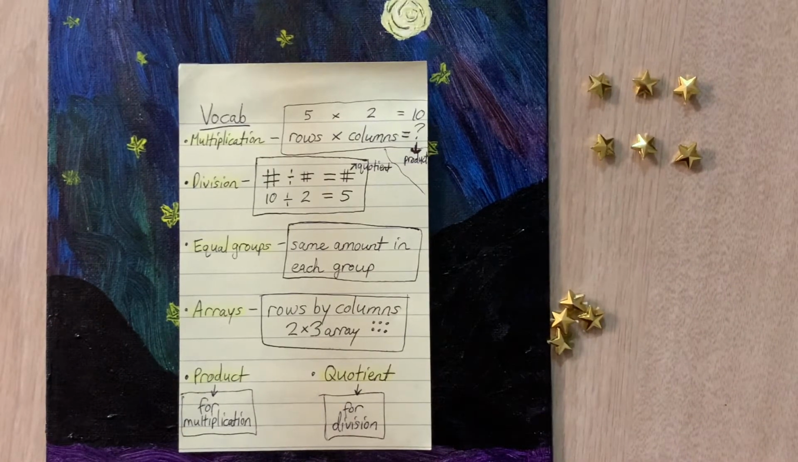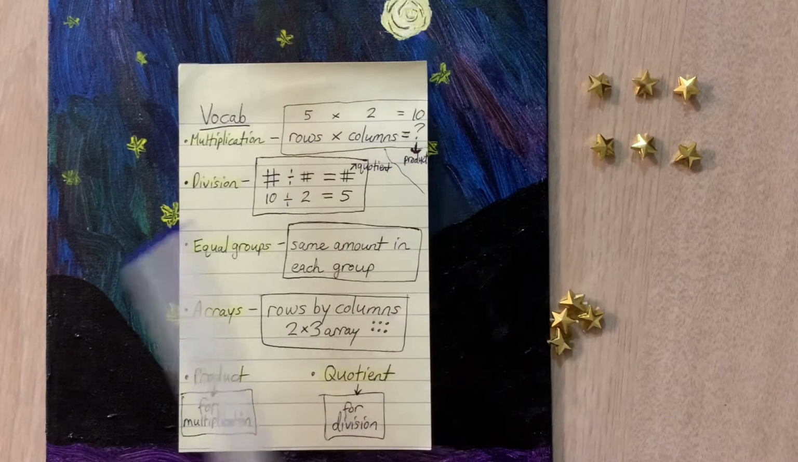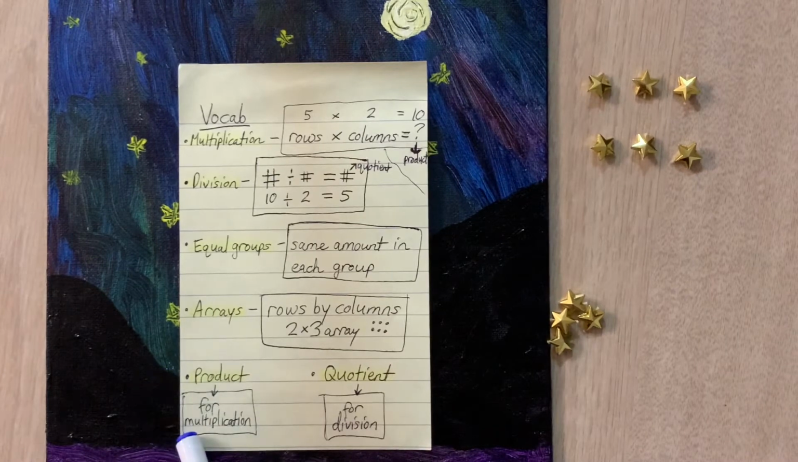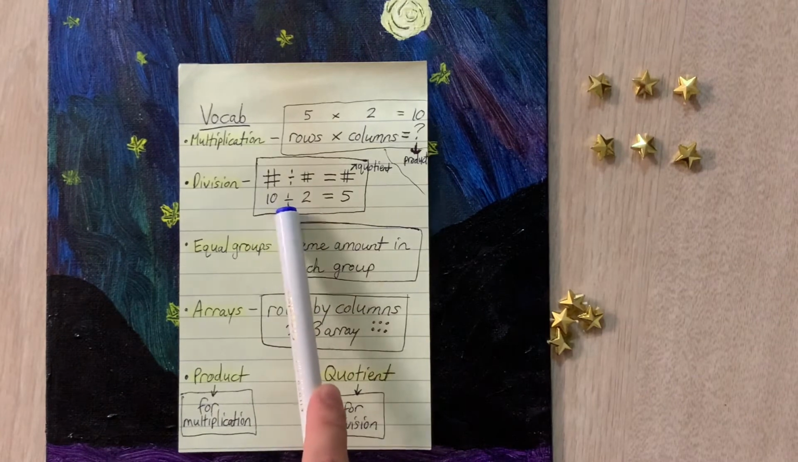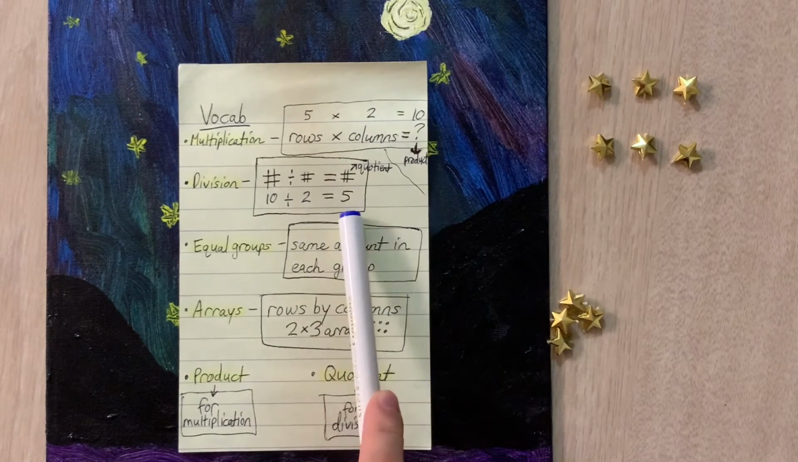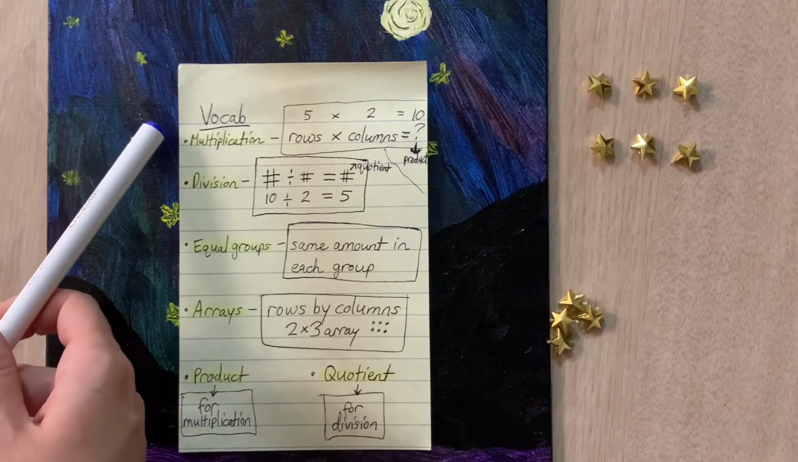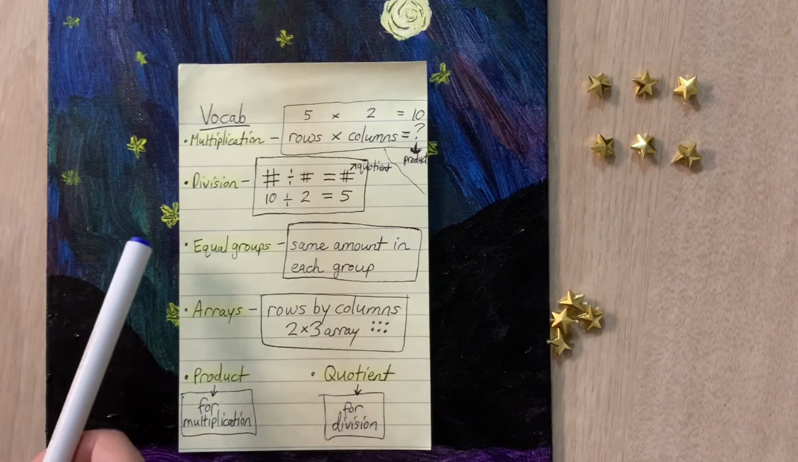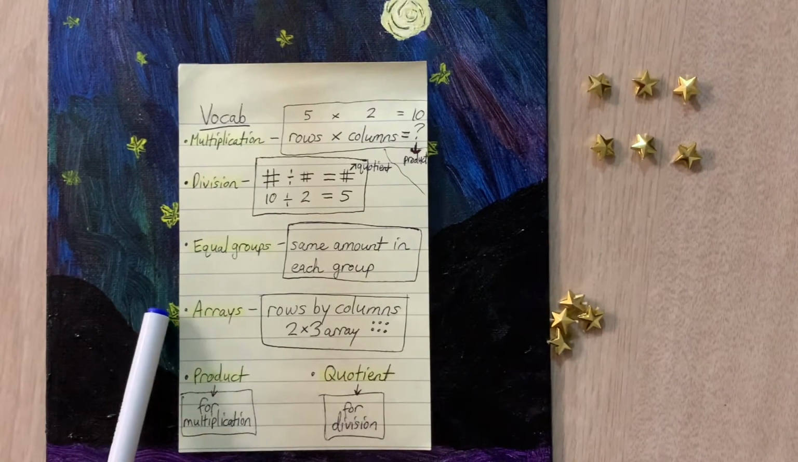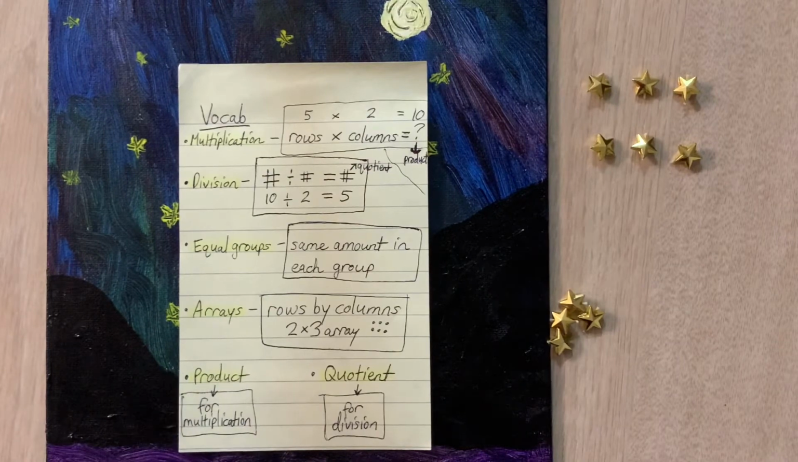Our next vocabulary word is product, and product is for multiplication. So rows times columns equal our product. Again, product, multiplication. For division, we use the word quotient. So if you have a total divided by a certain number of groups, to find the number in each group, that number in each group is called the quotient. So those are our vocabulary words. If you want to, you can take the time to pause this video and write down the definitions and examples for multiplication, division, equal groups, arrays, product, and quotient.